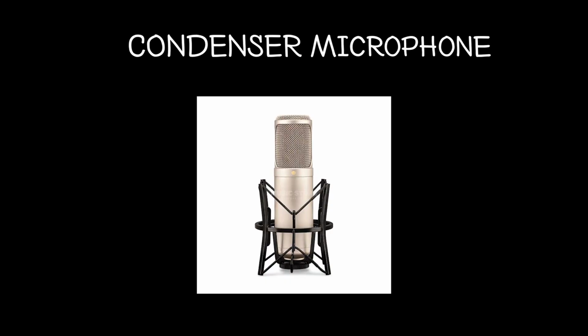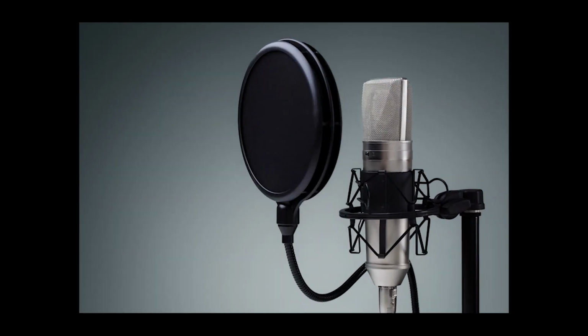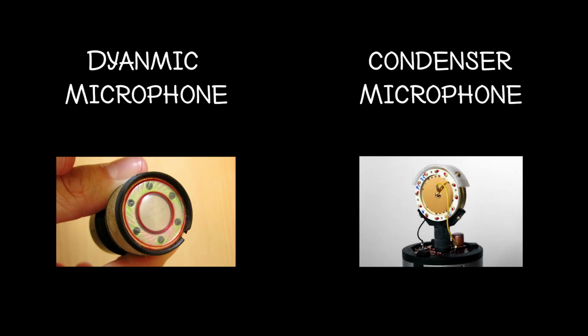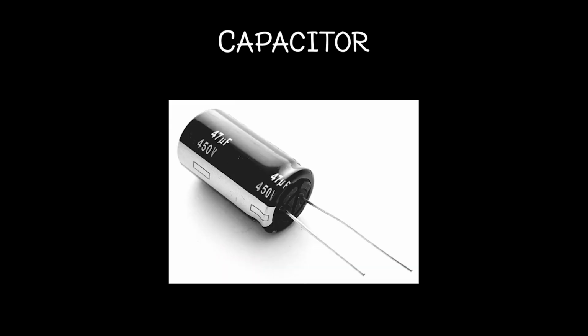Now let's get into condenser microphones. These microphones are much more sensitive to sound compared to dynamic ones, making them ideal for studio recordings where every detail matters. Unlike dynamic microphones, which use magnets, condenser microphones use a capacitor. A capacitor is a device that can store electricity.